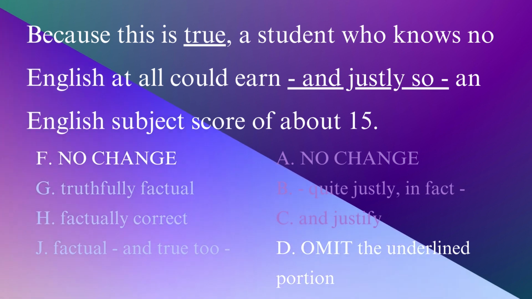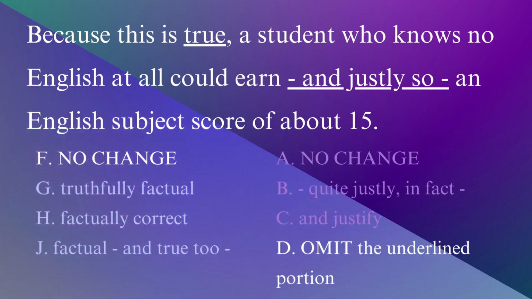Choice A, B, and C just add extra unnecessary words. They don't contribute to the meaning of the sentence in any way, and it's really just best to delete it entirely, leaving us with a sentence that reads, "Because this is true, a student who knows no English at all could earn an English subject score of about 15." In choosing choice D, I haven't eliminated any real meaning to the sentence, and it's correct without it.